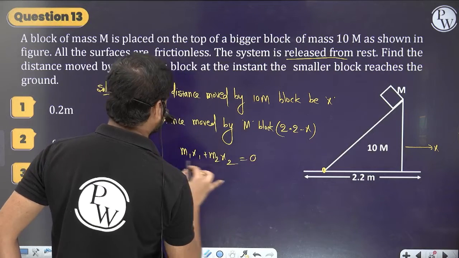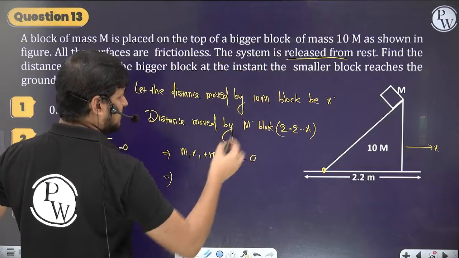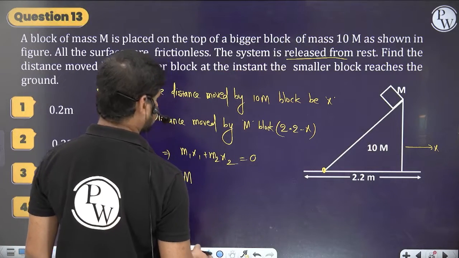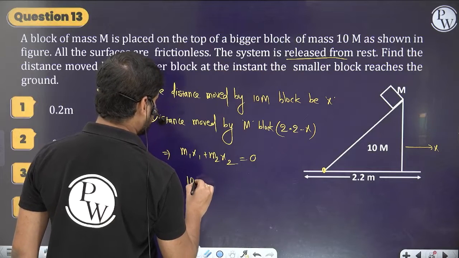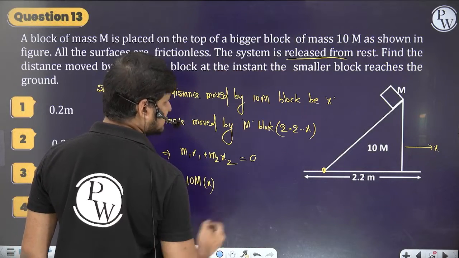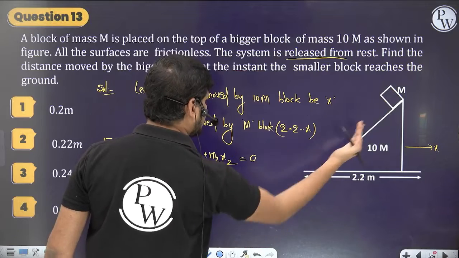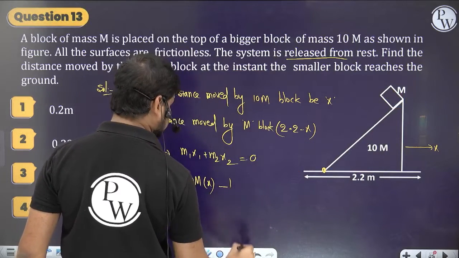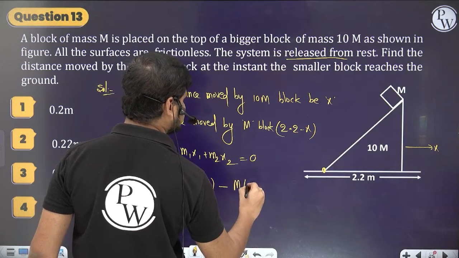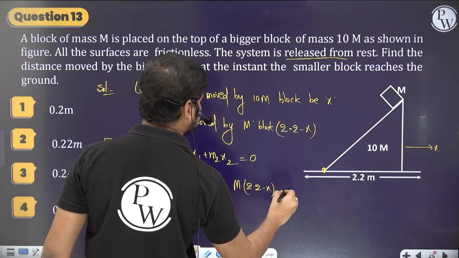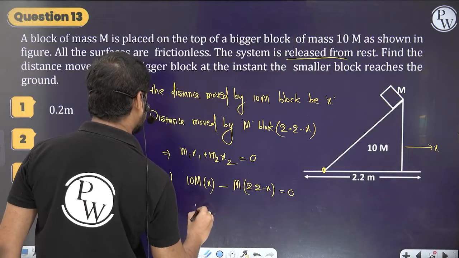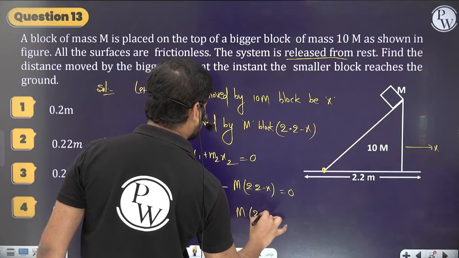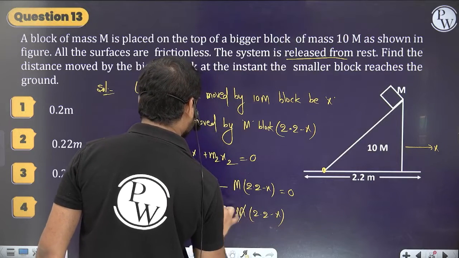Yes. So what is M1, guys? M1 is the mass of block 1, capital M, or let's say this one is 10 m, block into x, since it has moved by the distance x. Whereas the small m block has moved to the left, it came from here to here. So m2 is m into the distance moved by it, 2.2 minus x, is equal to 0. Then simple thing, 10 m x is equal to m into 2.2 minus x, so directly you can cancel m and m.